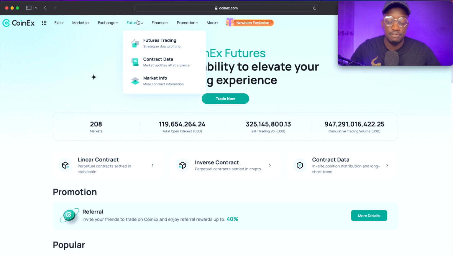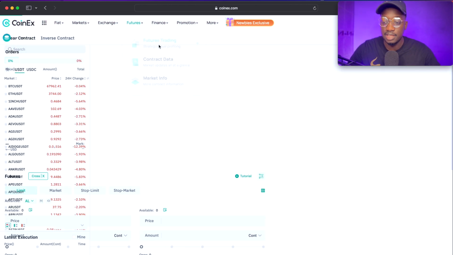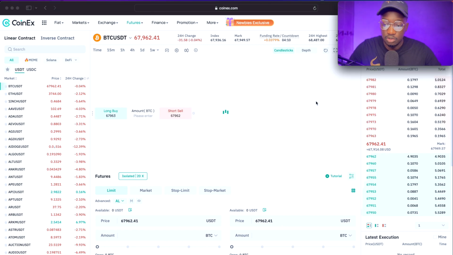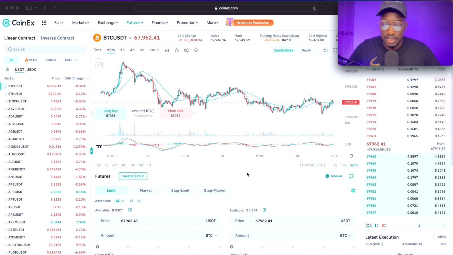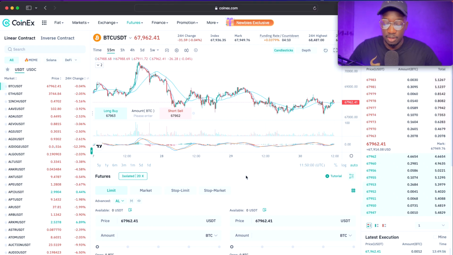If you want to trade futures, it is very straightforward. All you have to do is click futures and click futures trading, and it's going to take you to the trading dashboard. If you're new to derivatives trading, I'm going to explain what it is all about, and I'm going to show you how exactly you're going to set orders, take profits and enter a position. I'm also going to show you my secret tool that I use when I'm trading futures on all these crypto exchanges.